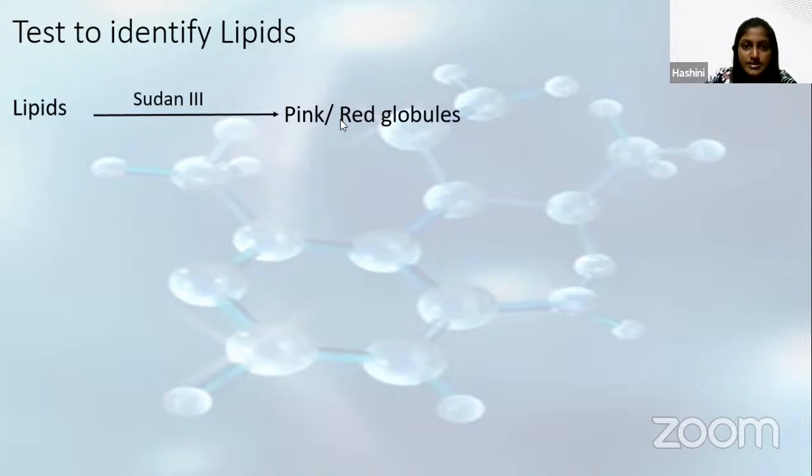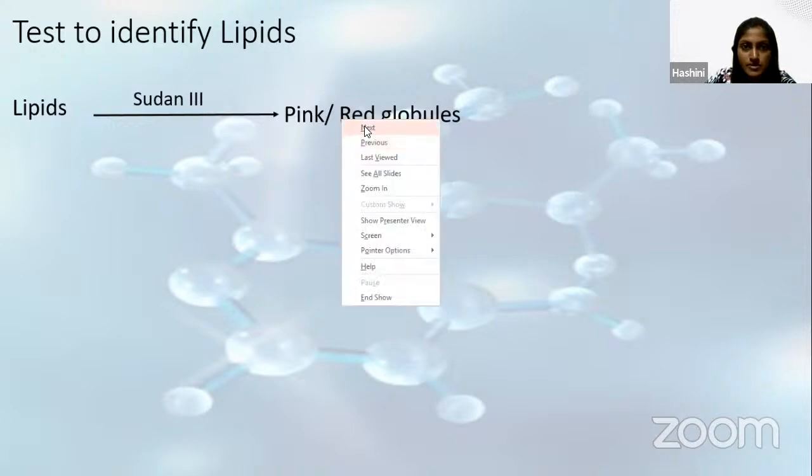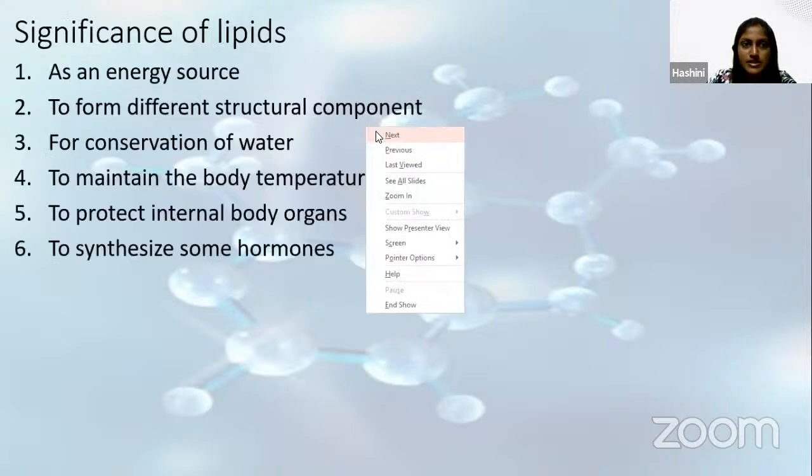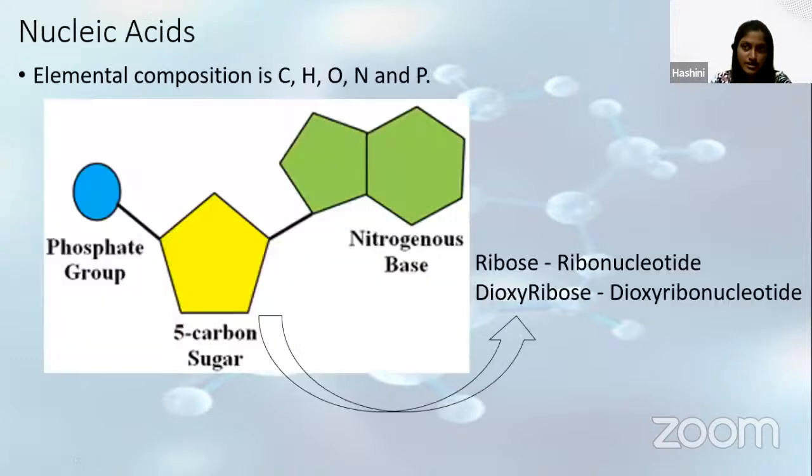With that, let's move to the next biomolecule. It is nucleic acid, right? So what is the elemental composition of nucleic acid? It contains carbon, hydrogen, oxygen, nitrogen, and phosphorus, right? So it is important to identify the elemental composition of every biomolecule.